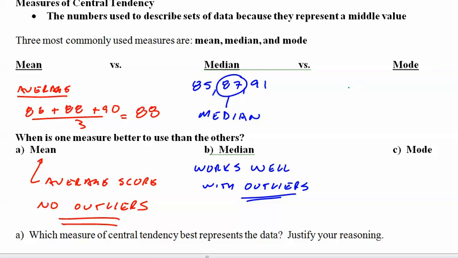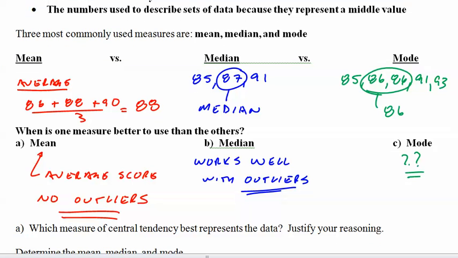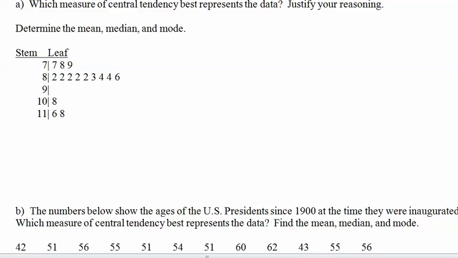Mode is most common: 85, 86, 86, 91, 93, 86. And there's different places you might want to use a mode, but it really changes every time you're looking at some data. You'd really have to look at it and say, yeah, the mode's the best one here. Generally speaking, the median is used in real world data sets.